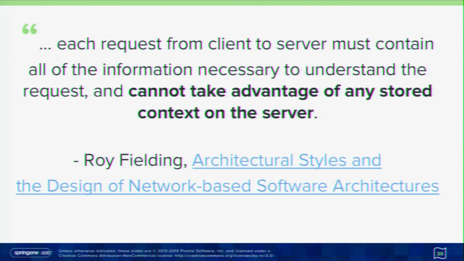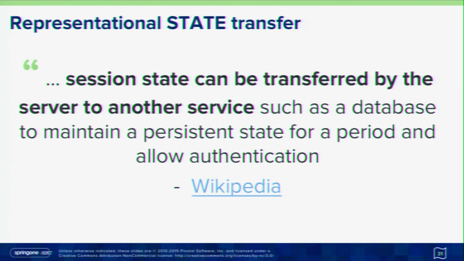And he says that the important thing is that you can't store context on the server. And you almost have to read between the lines a little bit. But I think Wikipedia says it very well. Wikipedia says that you can transfer the state from the server to another service, like a database, right? And you think about that, you do that all the time. I mean, that's what you do with all your data. And it makes a lot of sense, right? It's in the name itself, representational state transfer.